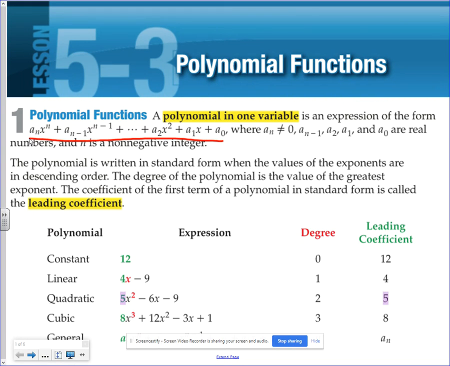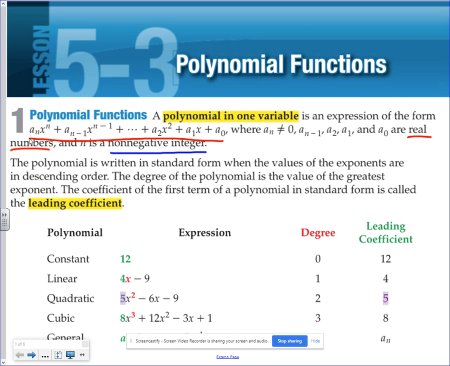The a values are the coefficients. The a values can be any real number. However, the exponents on the variables have to be a non-negative integer. So to be a polynomial in one variable, all the coefficients can be real numbers. You can only have one variable. And the exponents on the variables have to be positive integers only.